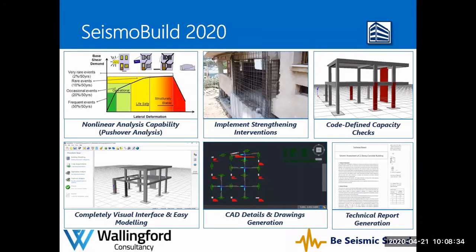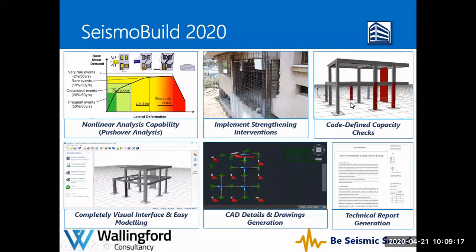All right, so the general overview of our SeismoBuild 2020 features starts with nonlinear analysis capability, which is pushover analysis, and we are also based on performance-based seismic methodology. Secondly, we can implement what we call strengthening interventions, which we can apply after you have done seismic assessment. If some certain part of the building is critical and you need to do retrofitting and strengthening, SeismoBuild can implement strengthening intervention into your existing structures.